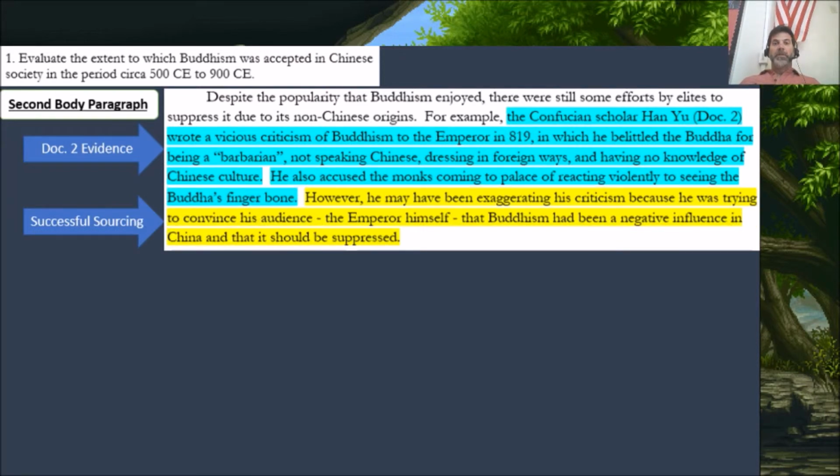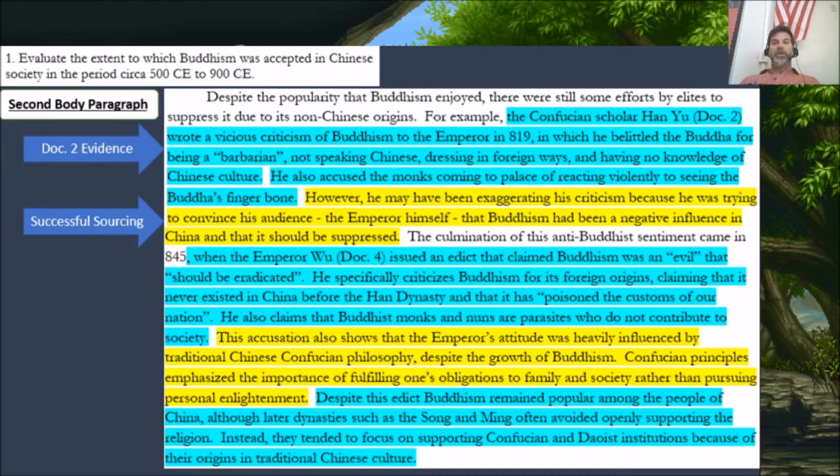Another example. However, he may have been exaggerating his criticism because he was trying to convince his audience, the emperor himself, that Buddhism had been a negative influence in China and that it should be suppressed. So that is good sourcing. So now let's move along.